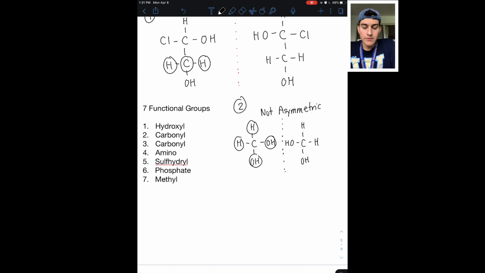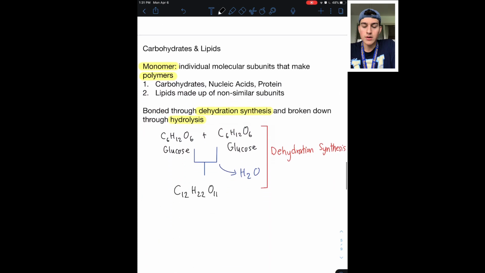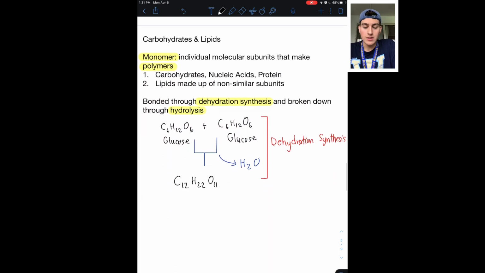So we went over 7 functional groups. In lecture, the professor actually went over them in detail, so I want you guys to look at that. But these are the 7 if you forgot them. So this is regarding lecture 4. We had carbohydrates and lipids.